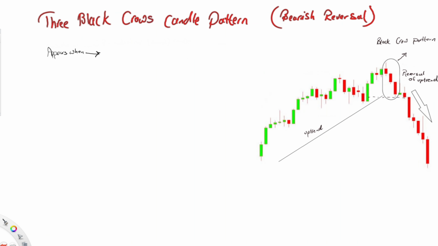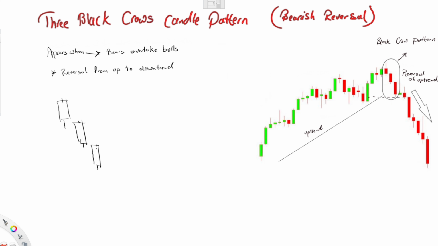The three black crows pattern occurs when bears overtake the bulls during three consecutive trading sessions. The three black crows should ideally be relatively long-bodied bearish candles that close at or near the low price of the period. In other words, the candles should have long real bodies and short or no shadows.